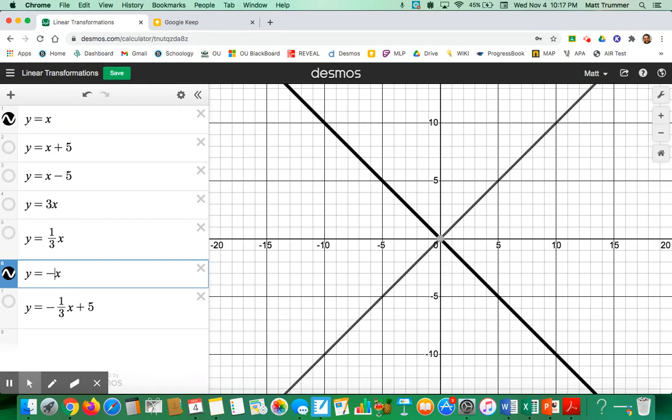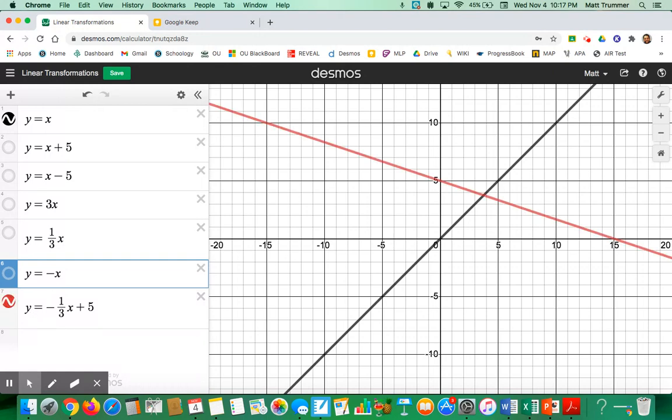All right, so now let's put it all together. We have ourselves a negative, which means reflection. We have a 1/3, which means a vertical compression. And then we have this plus 5 in behind, which means that we have a shift up of 5 units. So what does this look like on the graph, you ask? Right there. Notice we have ourselves now that negative slope, which is represented by our reflection.